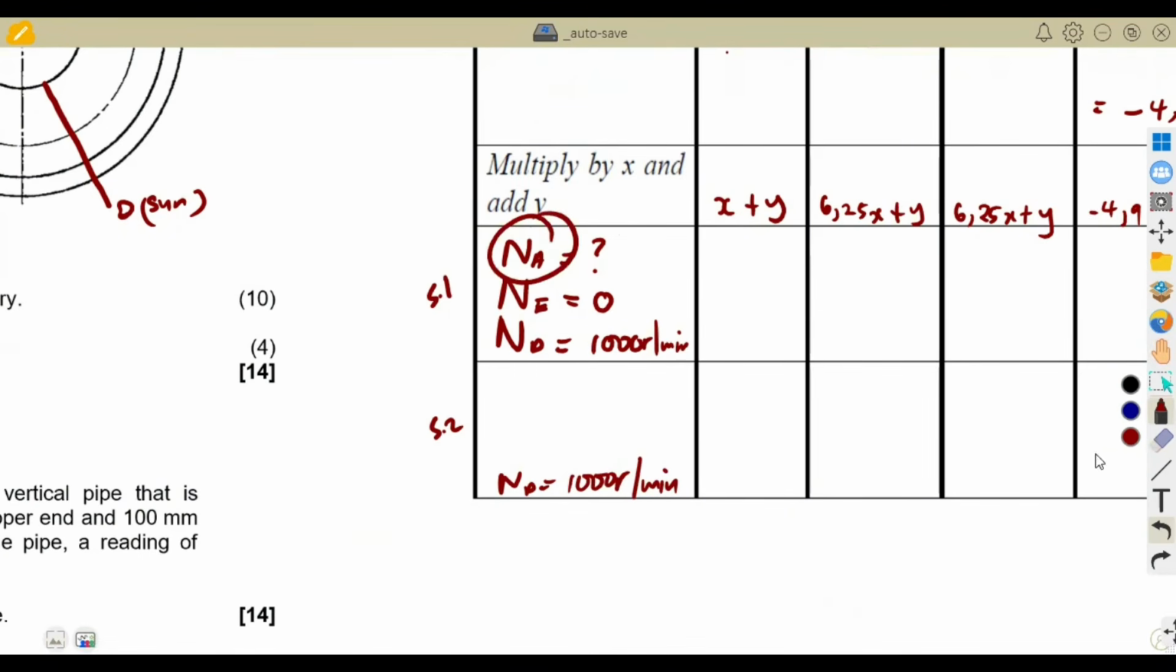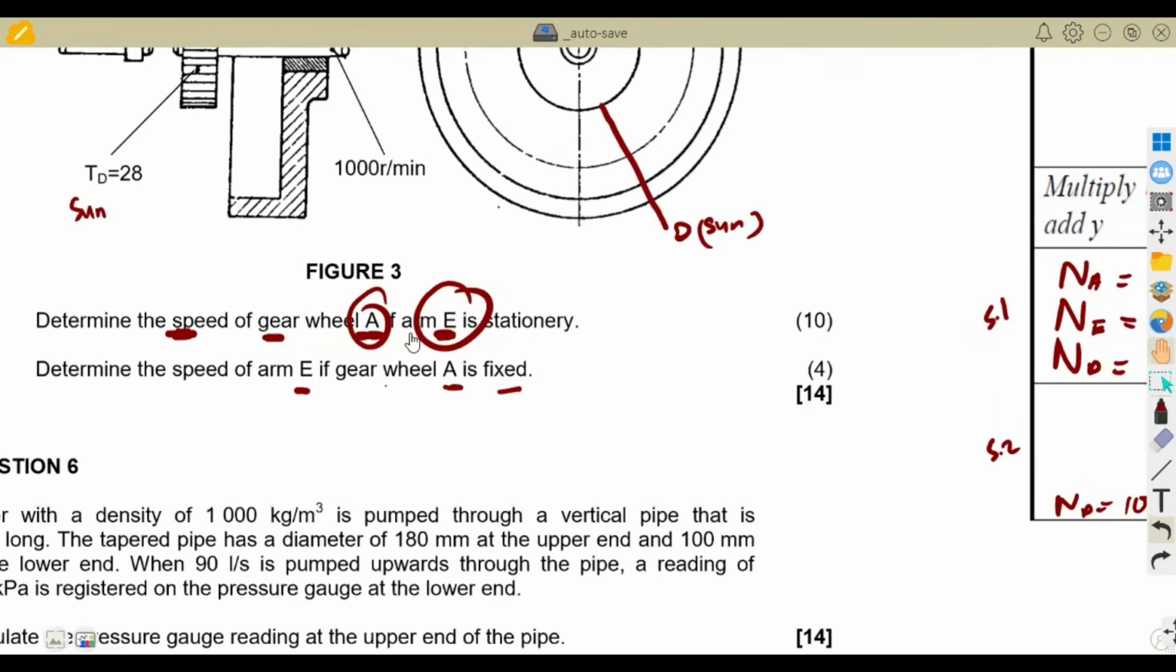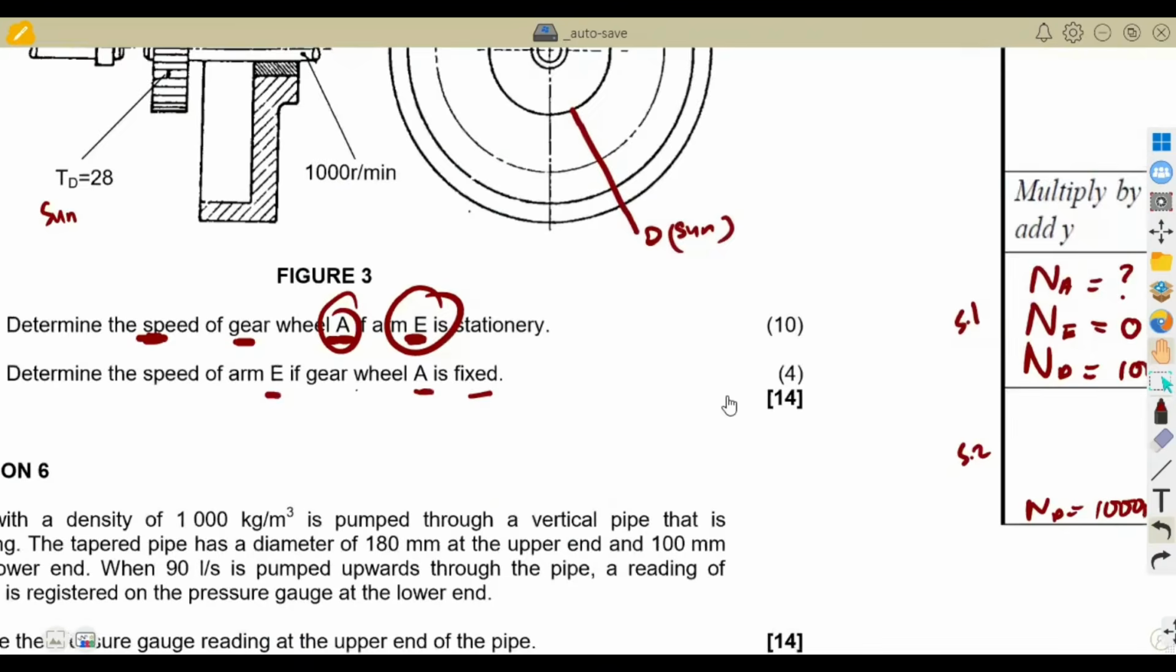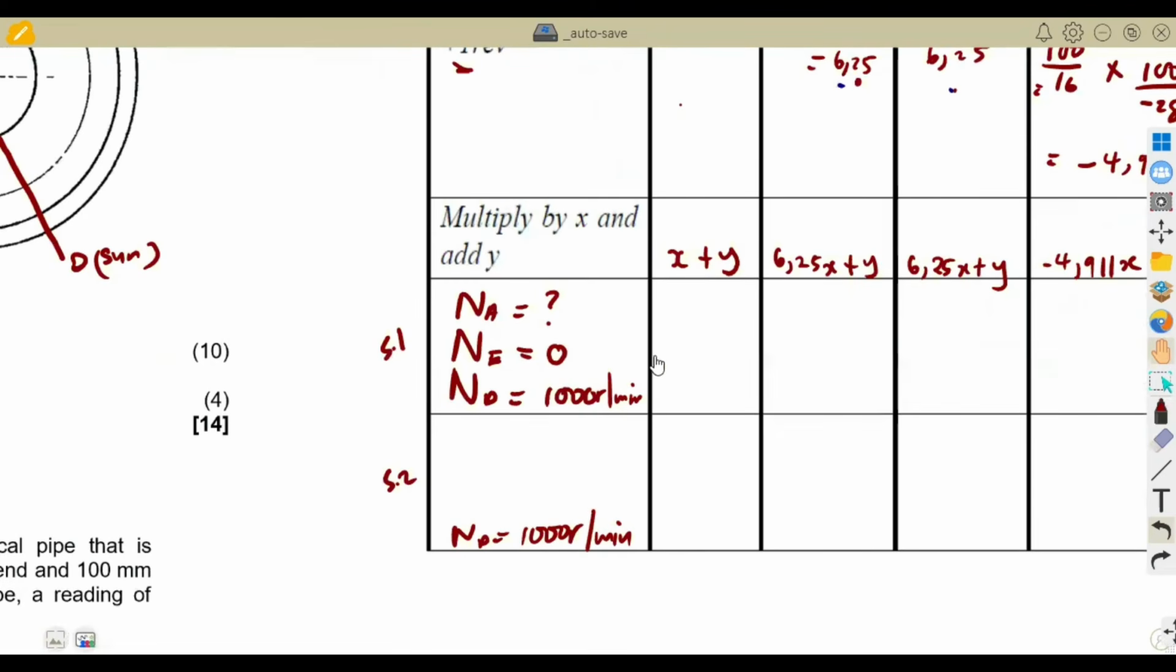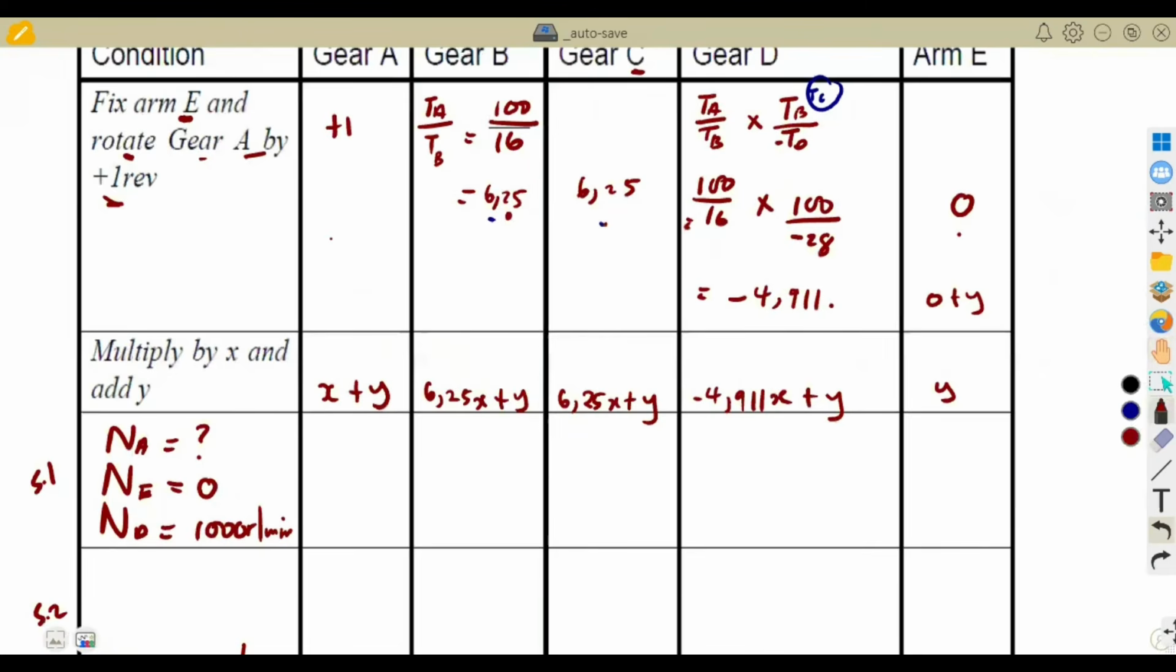So you want to calculate A. That is on 5.1. They ask you to calculate the speed for A. So you do not know that. Given that E is fixed, which is the arm, the speed of E is 0. There's nothing there. So how do you calculate this? All right. So you are going to just put in this A. Remember, A is the one that you want to calculate. So this will be N.